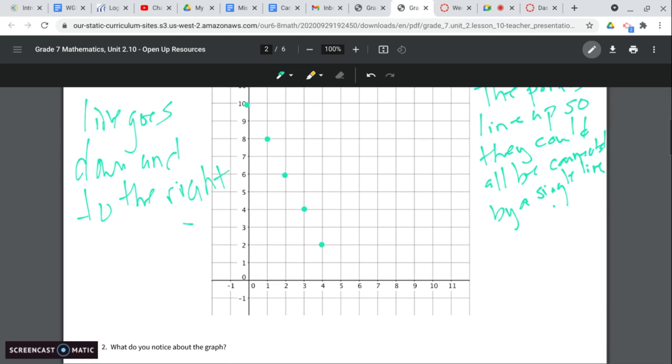Last thing you probably notice is that every time the x-coordinate goes up 1, the y-coordinate goes down 2. So this is a linear equation. It has a y-intercept, which means that this is not proportional. Anytime that we have a graph that is not going through the origin, it's not a proportional relationship. So keep that in mind.